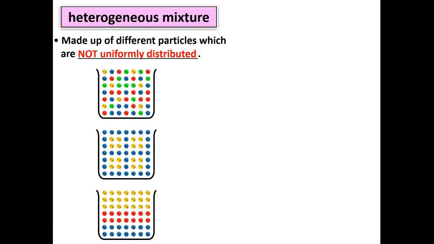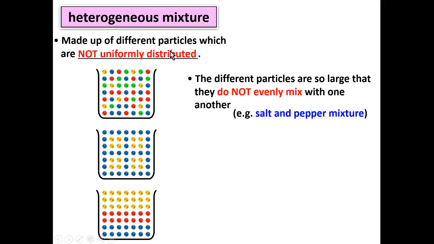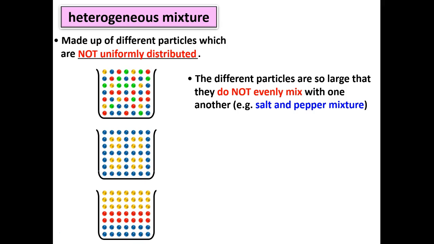Moving on. Homogeneous mixtures are smooth and evenly distributed, whereas heterogeneous mixtures are not. They are made up of different elements, different molecules, but they are not evenly or uniformly distributed. So you can see the different parts that make up a heterogeneous mixture. Just like I said, homo is the prefix that means the same, and those look the same throughout. Hetero is a prefix that means different, so you can see the different parts. These different particles are so large that they don't evenly mix with one another. Salt and pepper is an example: you can see the salt, you can see the pepper.